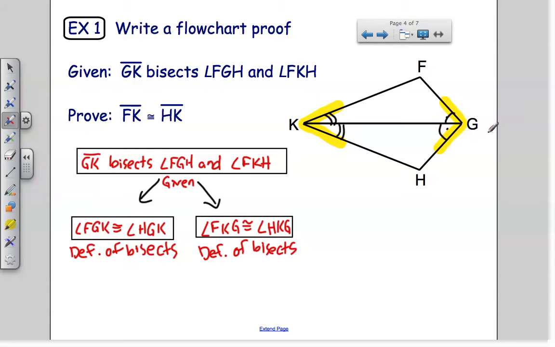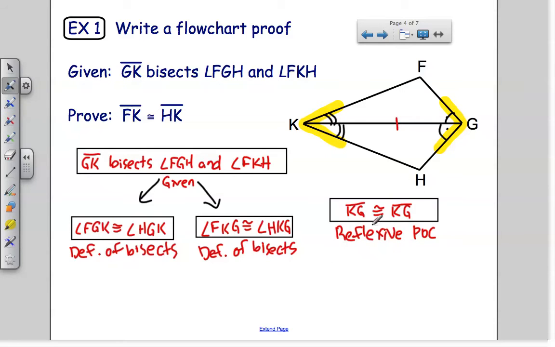Alright, at this point I have two angles marked congruent. There's got to be something else that would let me say these triangles themselves are congruent. And actually, there is something that's shared between both triangles, isn't there? What's shared? Well, how about this side right here? KG is in both triangles. Therefore, it's congruent to itself. What property says that anything is congruent to itself? You're thinking that's the reflexive property of congruency. And there's no arrow here because this was something totally separate.